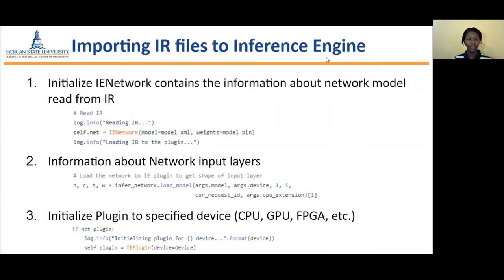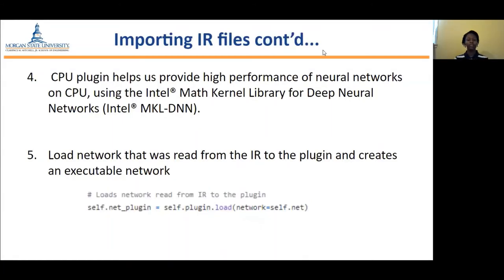After running the model optimizer, we import the IR files into the inference engine. We do this by initializing the IE network, which will contain information about the network model that's read from the IR. In the IR files are the XML and BIN files, which are the architecture and weights of the model. Load information about the network input layers into the IE plugin, and then initialize the plugin to a specified device. Although there are several types of device, we'll be deploying on a CPU device. The plugin supports the performance of neural networks on a CPU device using a math library for deep neural networks. Then loading the network that was read from the IR into the plugin will create a working network.